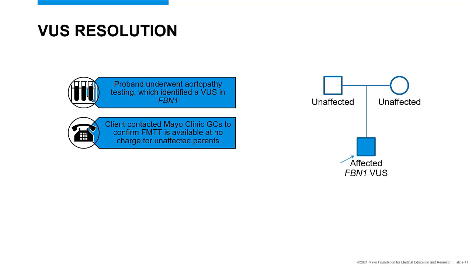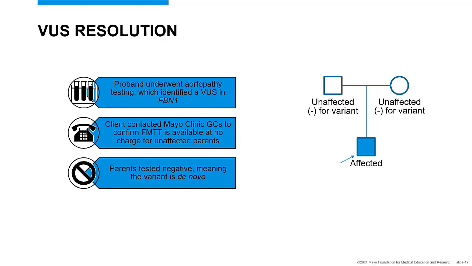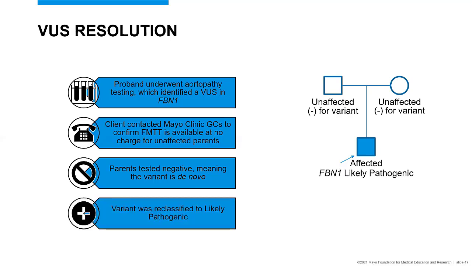In this example, a VUS was found in FBN1, which is associated with Marfan syndrome, a highly specific and penetrant condition. Neither of the parents have features consistent with this condition, so the client called to verify if FMTT was available at no cost. We tested the parents, and both of them were negative for the familial variant. This de novo occurrence was enough evidence to reclassify the variant to likely pathogenic, providing a molecular diagnosis of Marfan syndrome.